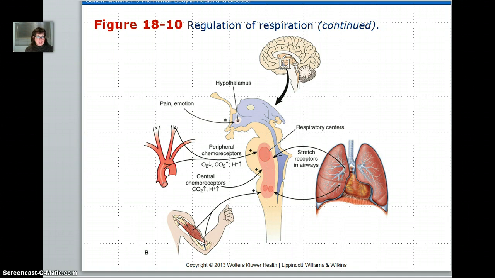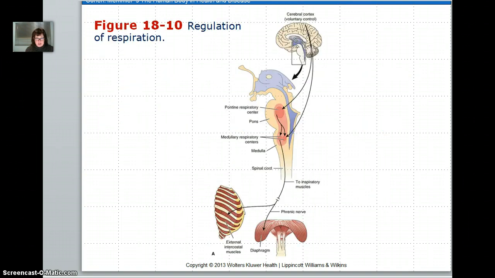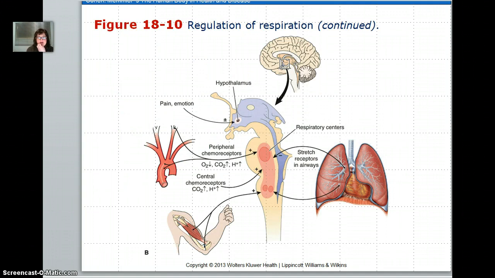Now, there is a third type of receptor, and this is a baroreceptor. I just have to find it here because you have chemical control, and then you have your baroreceptors. They are in your heart, in the atrium of your heart. The baroreceptors will be stretched. Your stretch receptors are on the atrium.